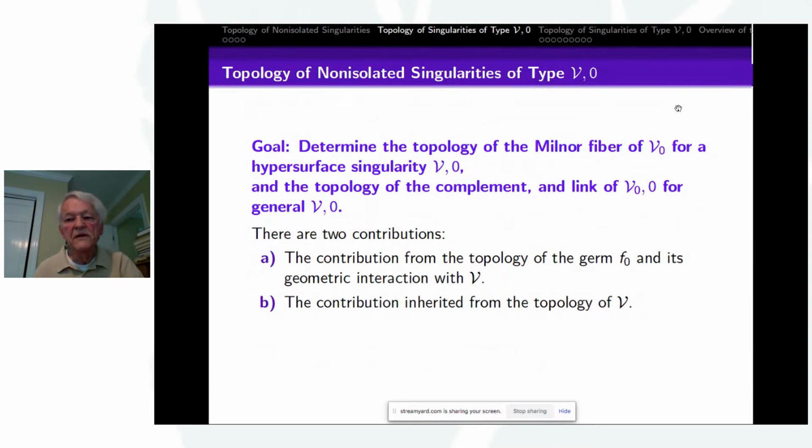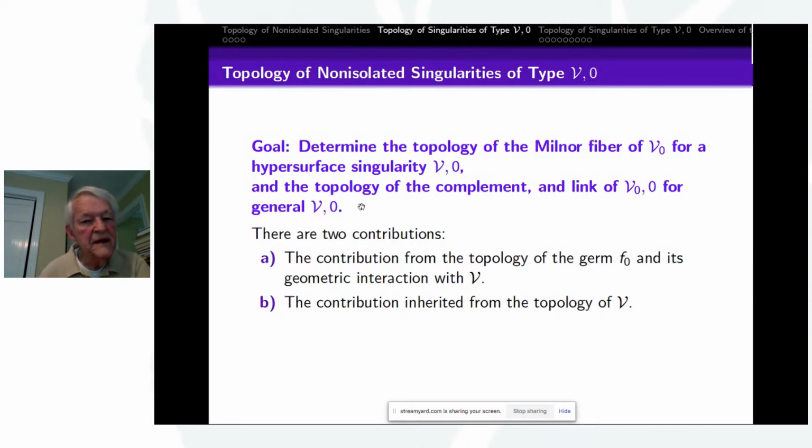So what is my goal, or our goal, in trying to understand this? We want to understand the topology in the hypersurface case, where V is a hypersurface, of the Milnor fiber of V0, because it'll be a hypersurface singularity. And in general, even allowing non-hypersurface V's, to understand the topology of the complement and the link of it. So in particular, when you come up with these matrices, there are going to be cases where they're not hypersurface singularities, and then there's still the question of the topology of complements and links and so on.